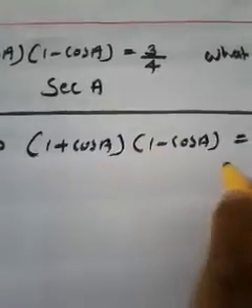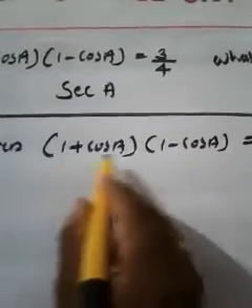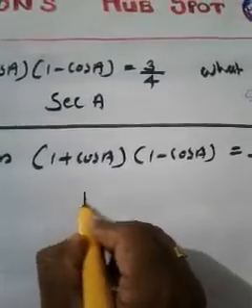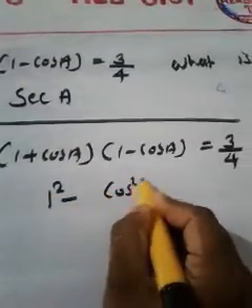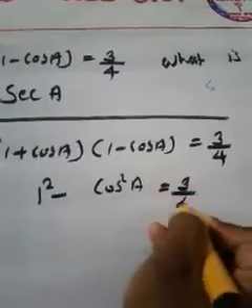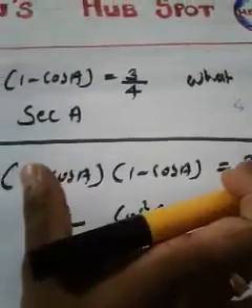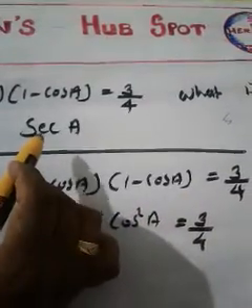What is (1 plus cos A) into (1 minus cos A)? Can I write it in the form (A plus B) into (A minus B), no? What is that? A square minus B square. That means 1 square minus cos square A is equal to 3 by 4. You just listen. This is the only given thing. By simplifying the given thing, we have to calculate the value of cosec A.